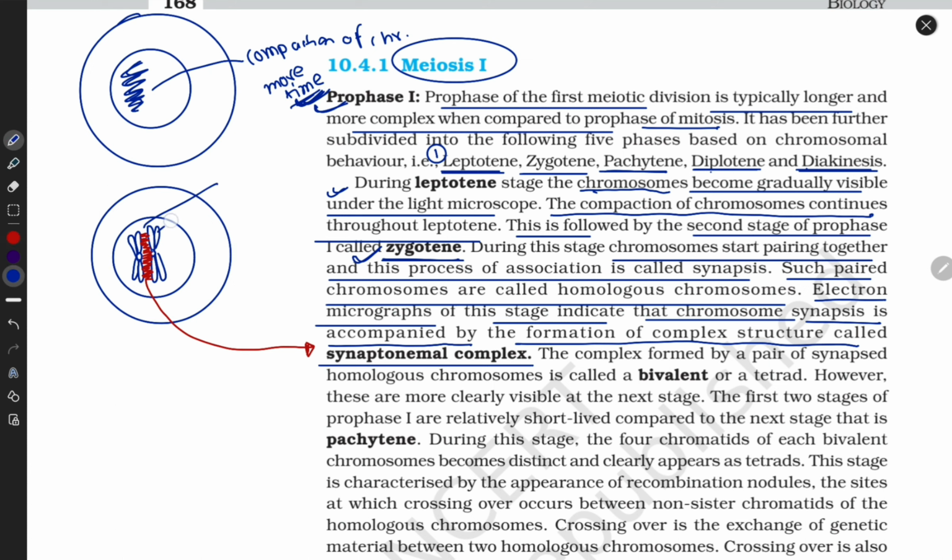And what are these? Homologous chromosomes. Clear? What is the synaptonemal complex, guys? It is made up of lots of proteins and some kinds of enzymes. I'm saying again, it is made up of lots of protein and some enzymes. So both homologous chromosomes are attached tightly and compactly, and we call this the synaptonemal complex.